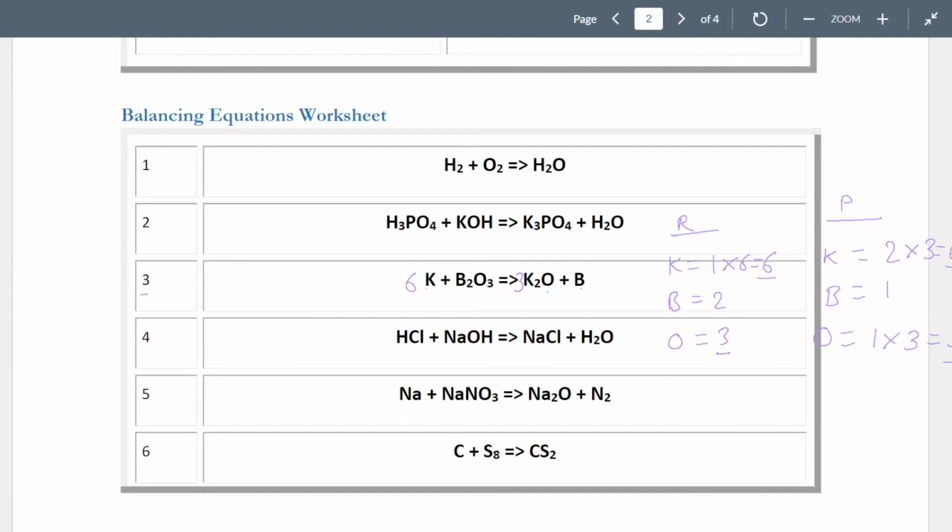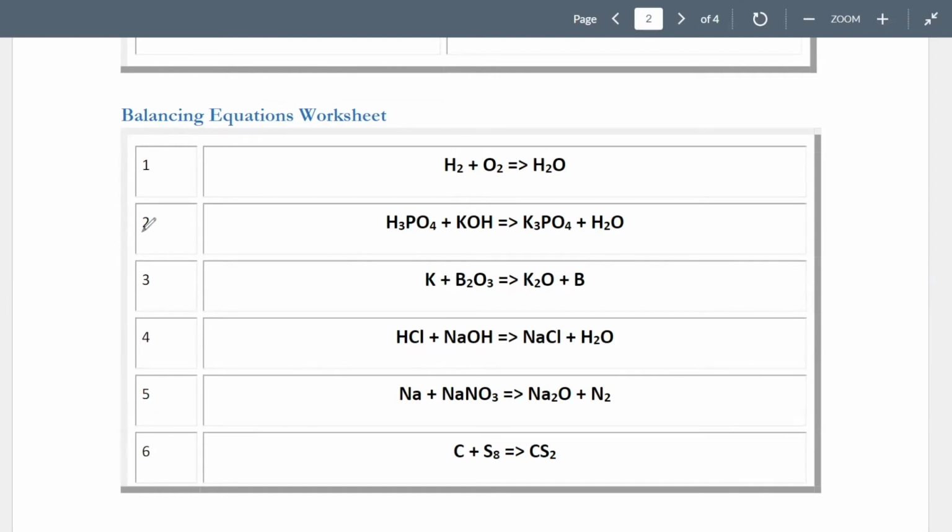Now the only thing left over here is to balance the boron atom. There are 2 boron atoms on the right side, so to make this 2 atoms, you simply multiply that by 2. So just put a 2 coefficient in front of it. Now let's look at it. We have 6, 2 and 3, 6, 2 and 3. And that means this equation is balanced. Let's move on to the next one.